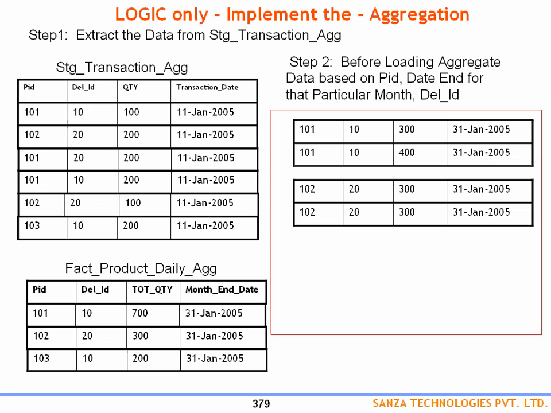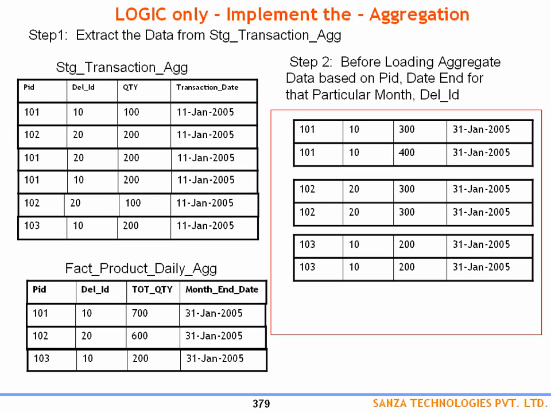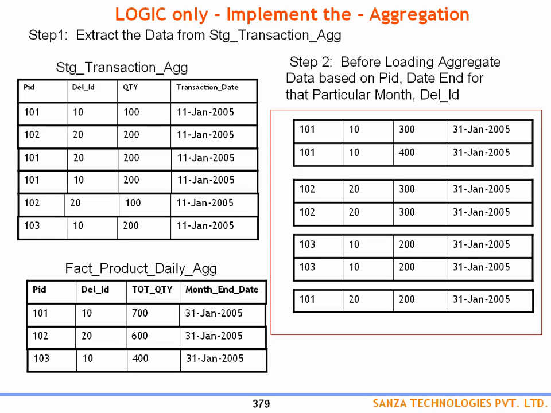Then 10220, 300, 10220, 300. Cumulative it is 600 for the same combination. You go and update this to 600. 10310, 200, 31st January, 10310, 400. You go and update this to 400. Then 10120, 31st January, no records. So you go and insert it.